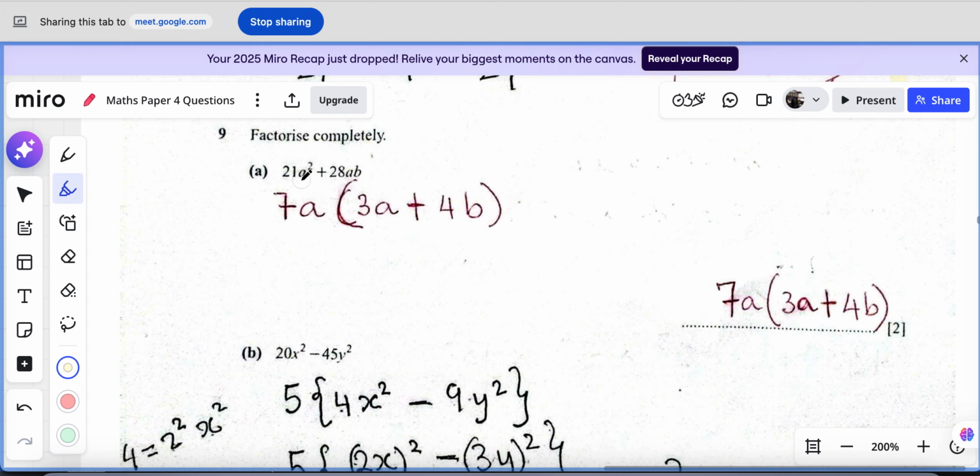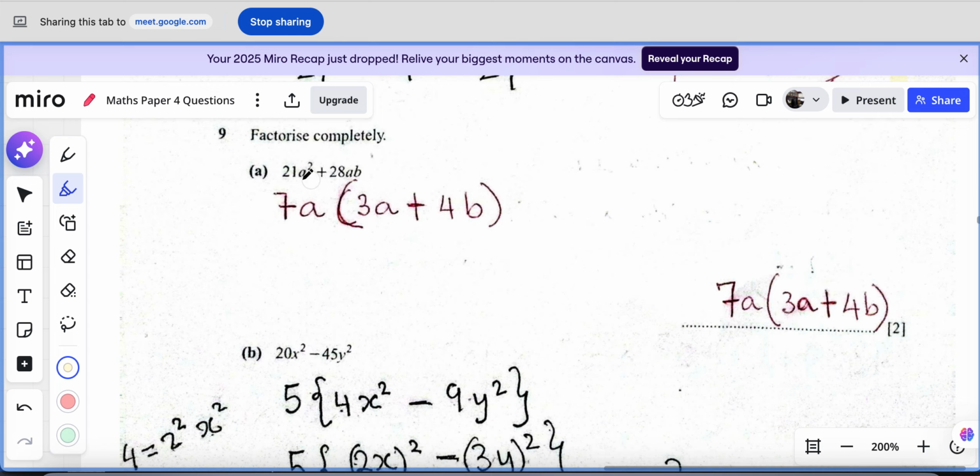Okay, so 7. Then there is another common factor. A squared means A times A, so there are two A's being multiplied here. And in AB here, there's also A. So A is common to both terms. So you take out the A that is common, then you open your bracket.